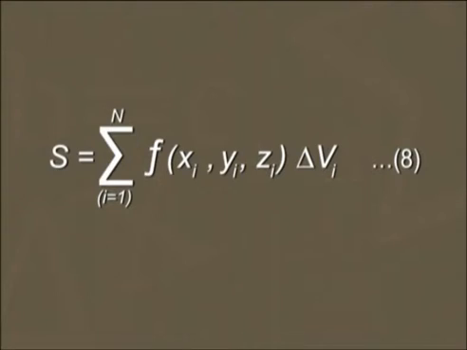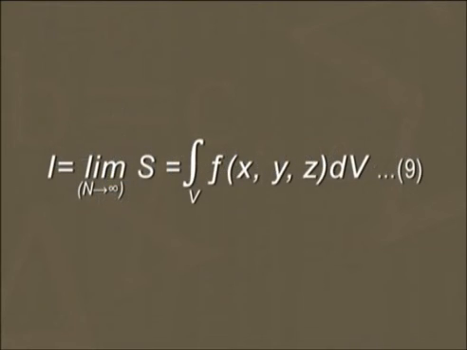In equation 8, delta V_i is an element of volume surrounding a point x_i, y_i, z_i lying within the domain of integration, and the value is f of x_i, y_i, z_i of the function at that point. The sum is over n such points. We get the integral I by taking the limit n going to infinity as before, which is equal to the limit of S_n as n goes to infinity, and which is again equal to the integral of f of x, y, z multiplied by dV over the volume V.